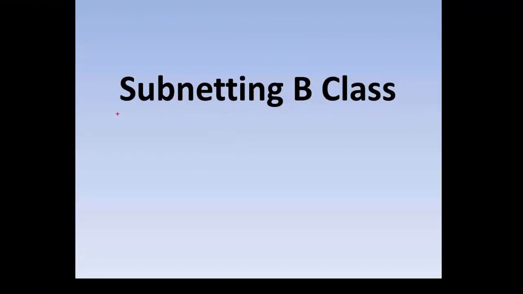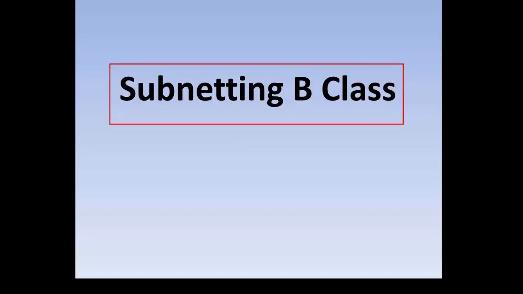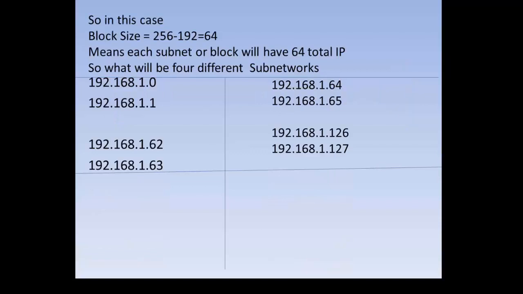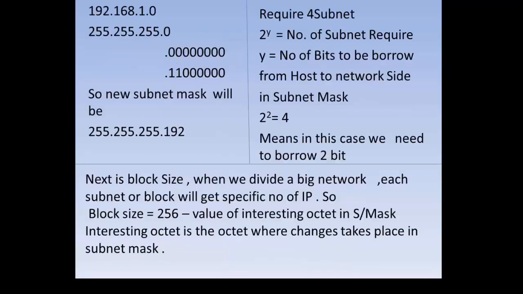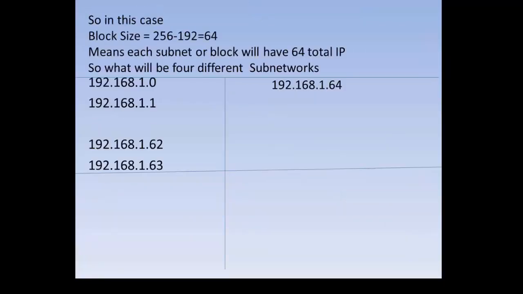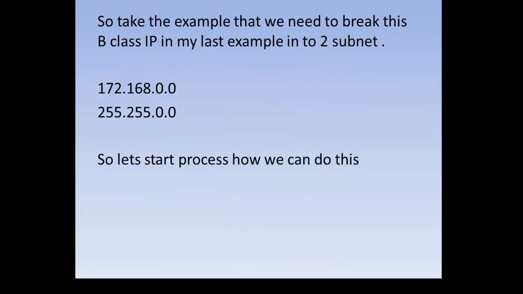In this video I'm going to demonstrate B class subnetting. In my previous video I explained A class subnetting, if you remember that. If you haven't gone through the previous videos in the playlist IP version 4, please go through all of them, so it will be easy to understand how we can go for B class subnetting also. In this example I'm going to take a B class IP for the subnetting.